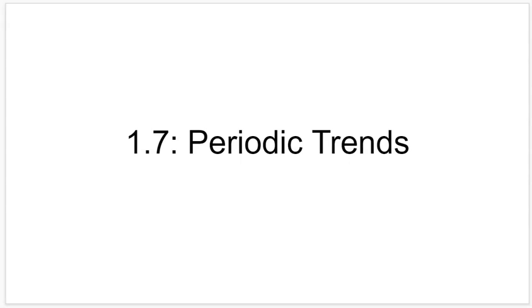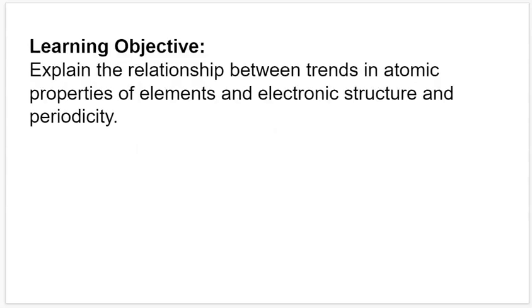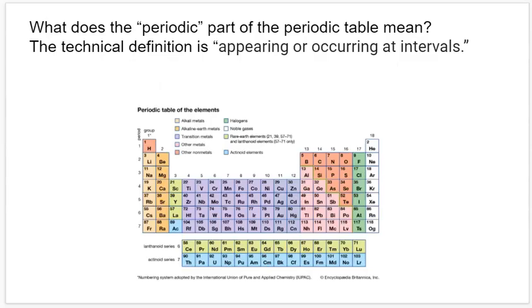Hello, AP Chemistry students. We're now at section 1.7 on periodic trends. This slideshow is a little bit long, so I'm probably going to break this up into two videos. But our learning objective for this one is to explain the relationship between trends and atomic properties of elements and electronic structure and periodicity. So speaking of periodicity, what does the periodic part of a periodic table mean?